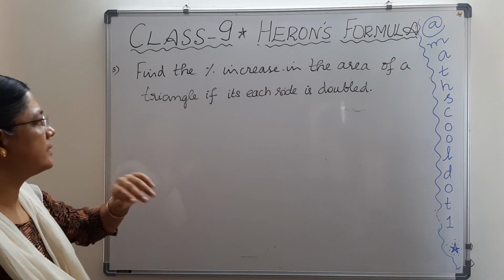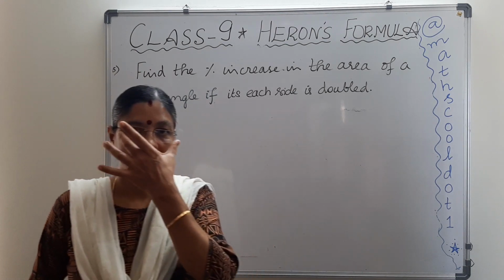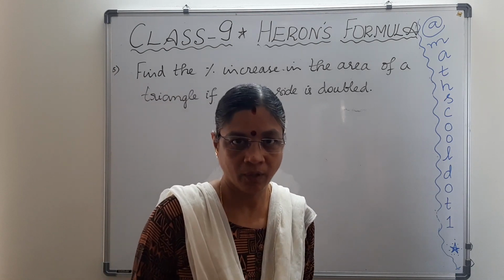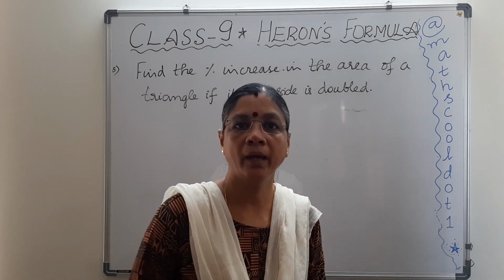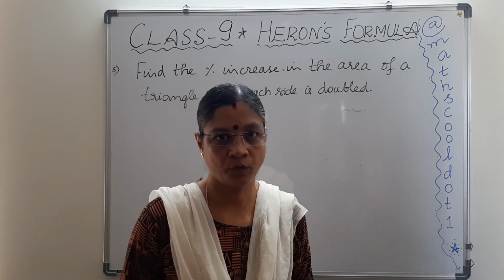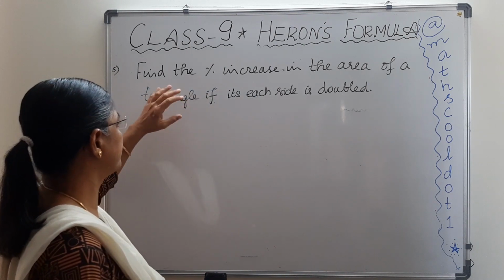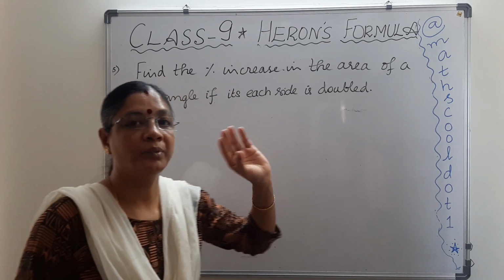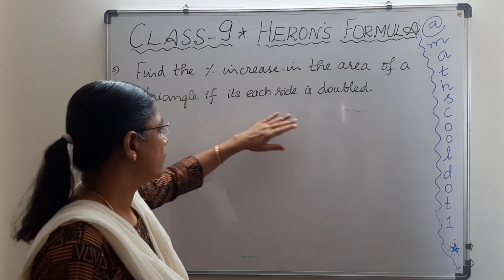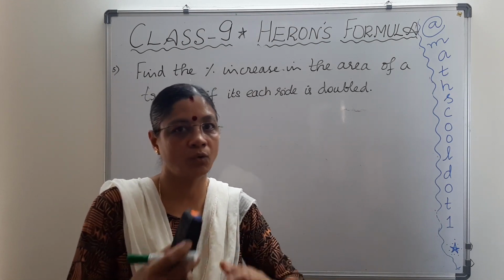Find the percentage increase in the area of the triangle if each of its sides is doubled. See, we have a triangle and the sides are given, let it be A, B, C. From that we'll be able to find the area of that triangle using Heron's formula, isn't it? Now what they have asked in the problem is to find the percentage increase in the area. See, when each side is doubled, it is 2 times the original one.